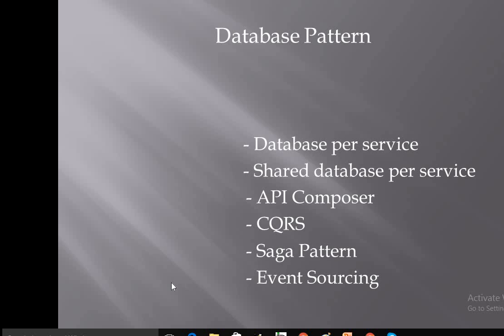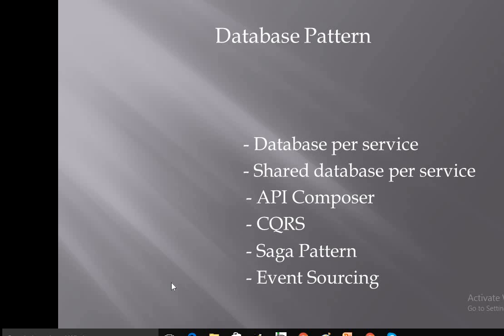In part 2 of the series, I discussed the integration pattern. In the integration pattern, I discussed the API gateway, aggregation pattern, and composite UI pattern.